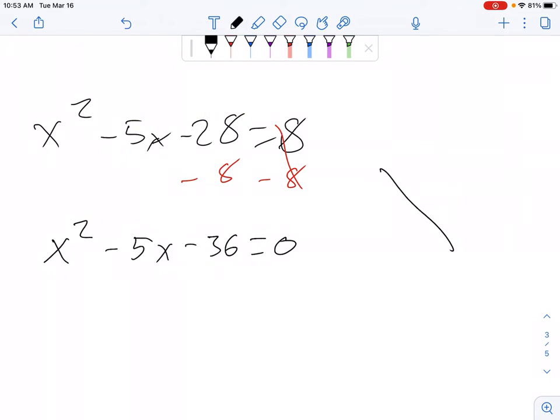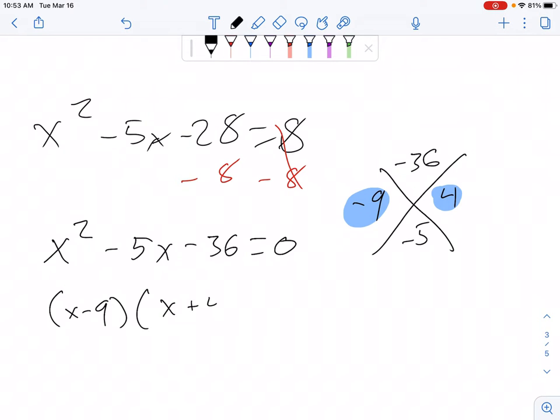The next thing, I can fill out my big X, negative 36 on top, negative 5 on the bottom. We've practiced all of this. And then this would be a negative 9 times a positive 4. So a negative 9 times a positive 4 would make negative 36, and it would combine together to make negative 5. That means that this can be rewritten as x minus 9 times x plus 4. It's the same value, it's just a different way of writing it.